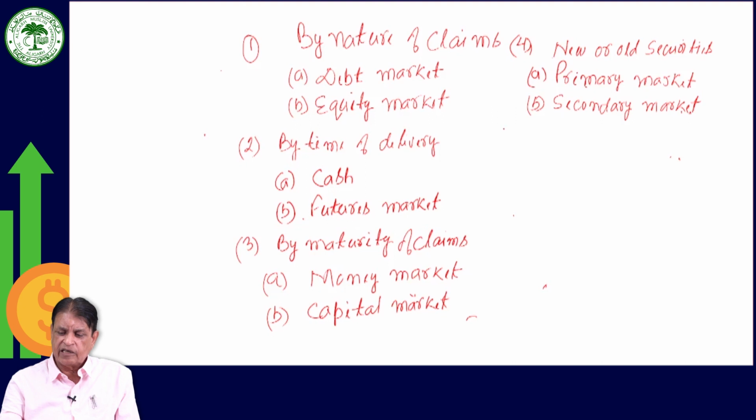There is another method in which we can classify, that is by institutional arrangement. Institutional arrangement, this is another criteria. Using this criteria, we can classify the financial market, and here we classify the financial market into organized market and unorganized market.